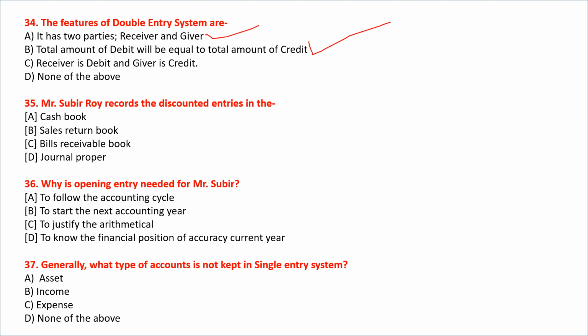Okay, अगला question है Mr. Subir Roy records the discounted entries in the cash book, sales written books, bills receivable books and journal proper. So इसका right answer होगा option A in the cash book.